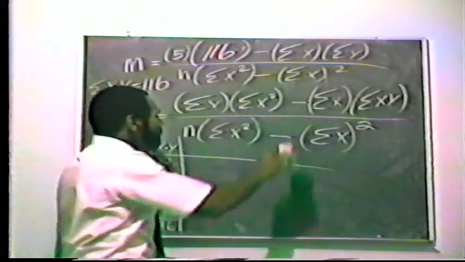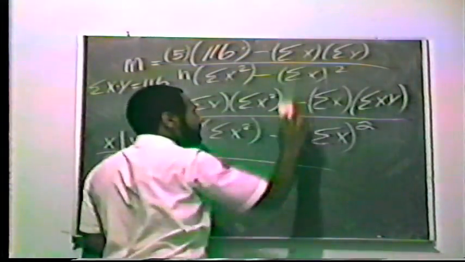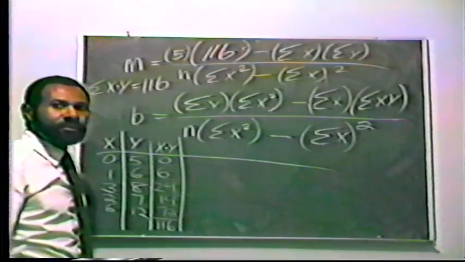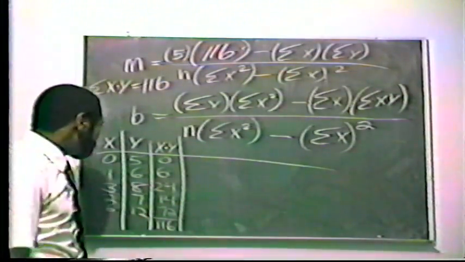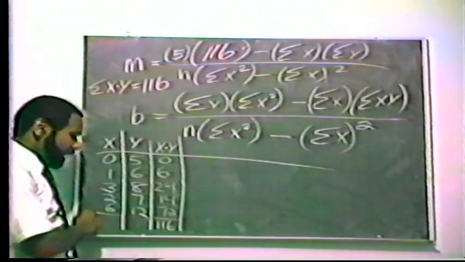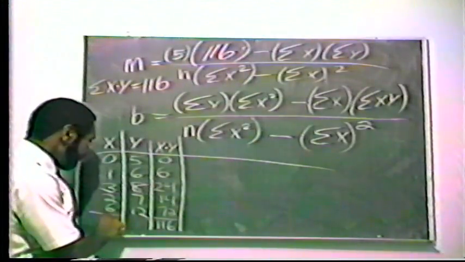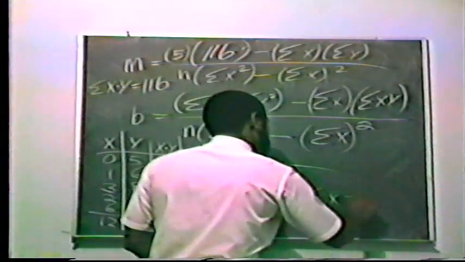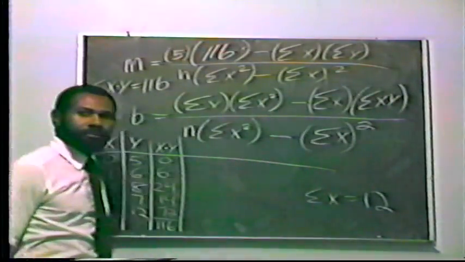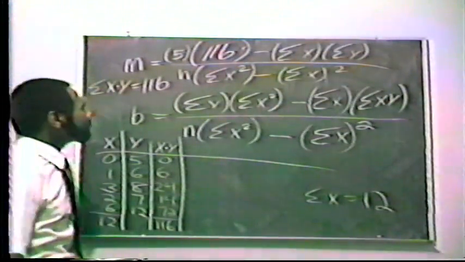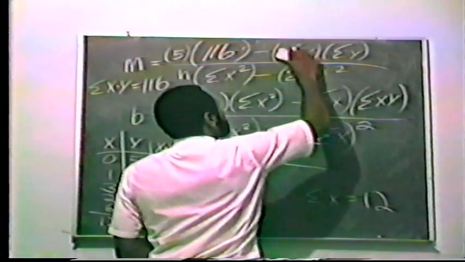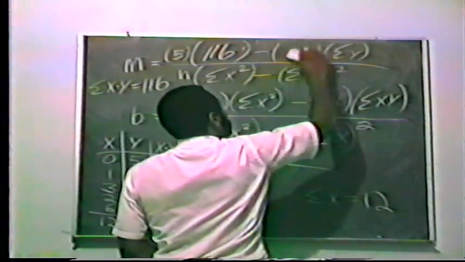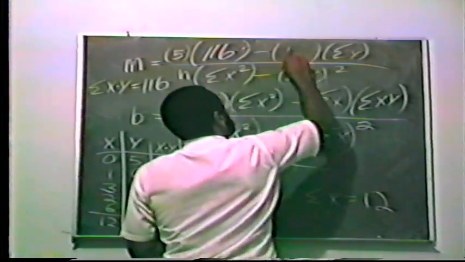Next, we look at the formula. We have the summation of x. That simply means that we have to add the x's together. So we add the x's in this column, and we get 12. So we have the summation of x equals 12. So that means that we can erase the summation of x here, and we can put the number 12.